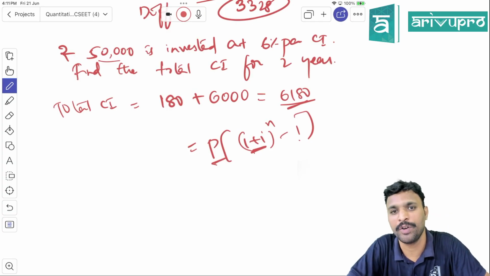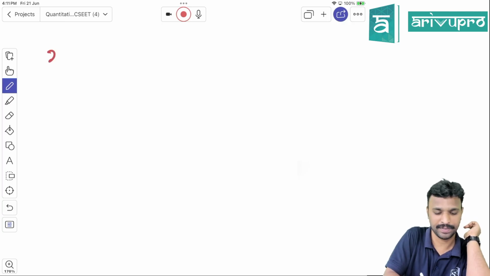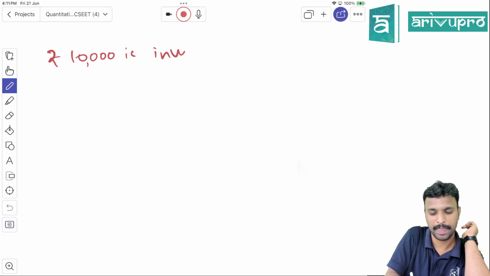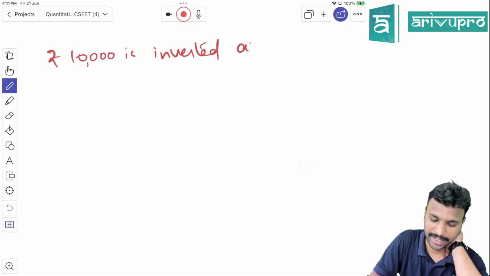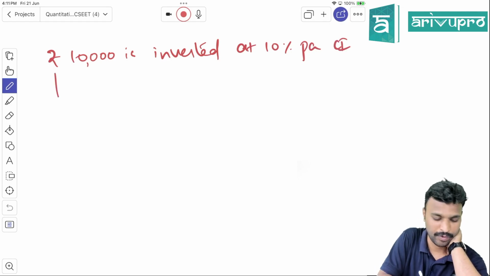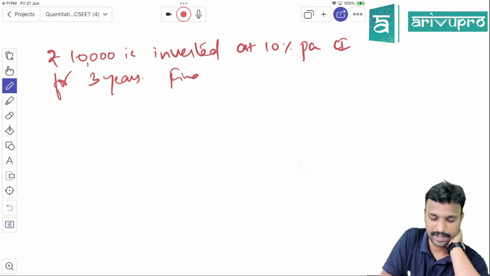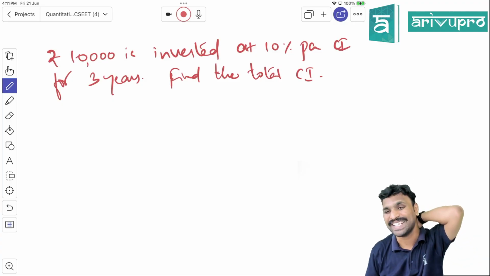We'll do one question on 3-year interest. Rupees 10,000 is invested at 10% per annum CI for 3 years. Find the total CI.